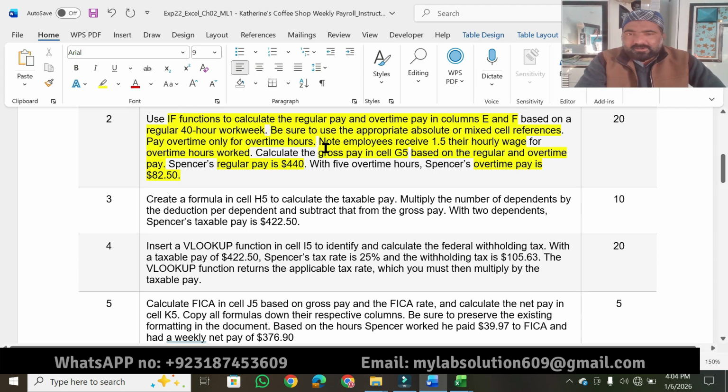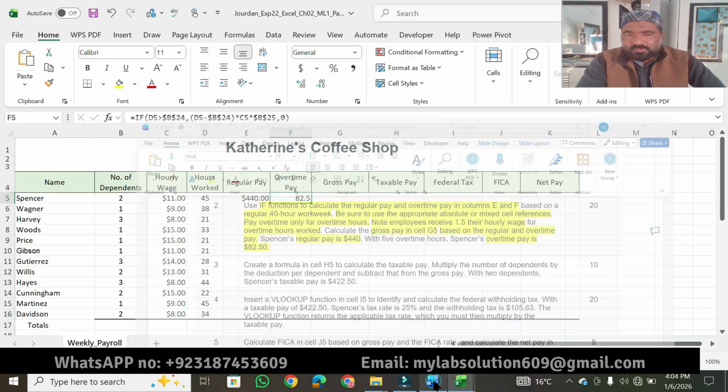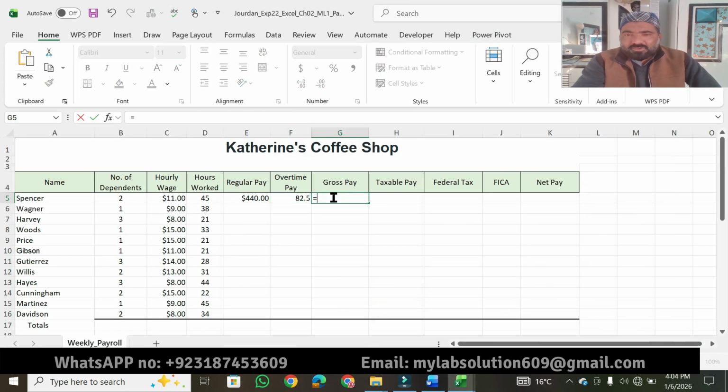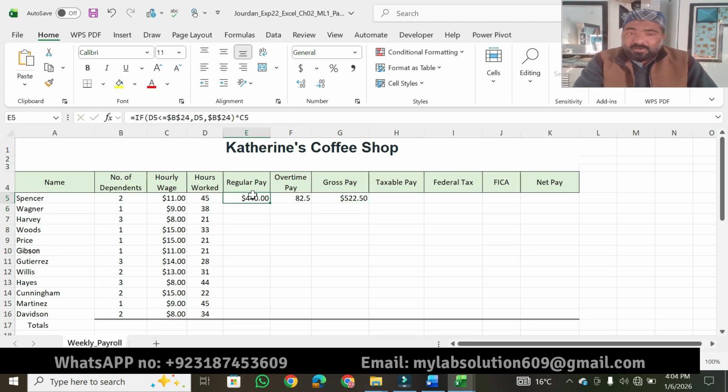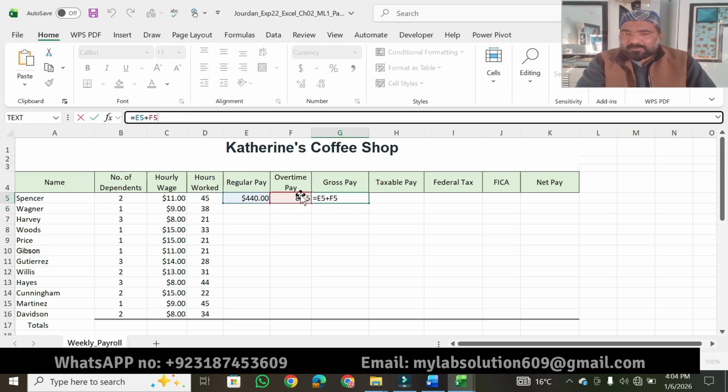Now we have to calculate gross pay in G5 based on regular and overtime. So here we use equal, then this one plus this one, and press enter. In question number 1, there are three formulas we have used. First, for regular pay, this one. Then we use the overtime pay formula, this one. And in the last part, we have to find gross pay, meaning regular pay plus overtime pay.